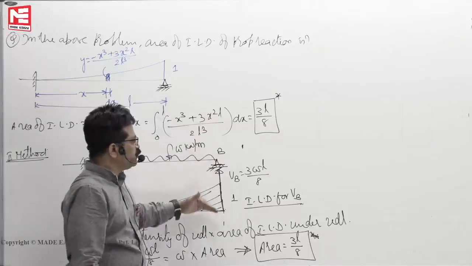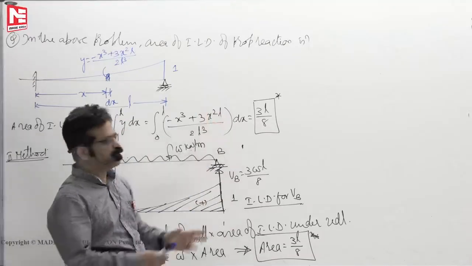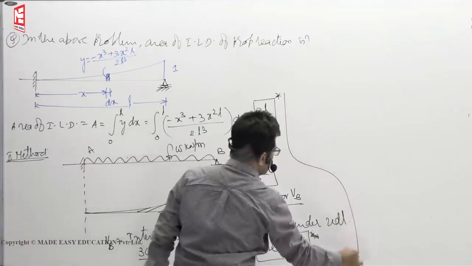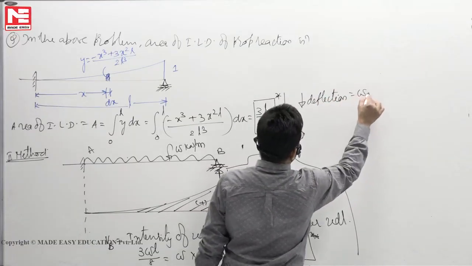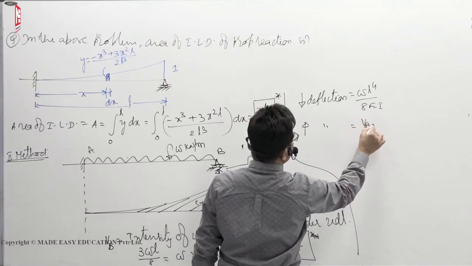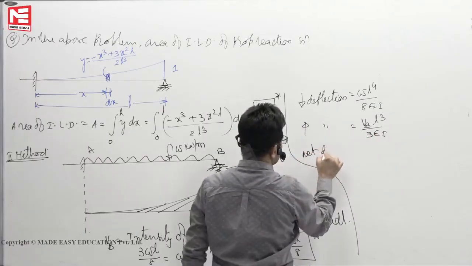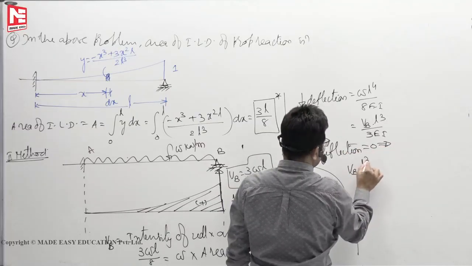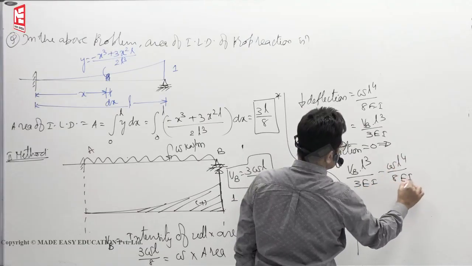How to get that: deflection due to downward UDL is equal to deflection due to upward load. This 3WL by 8 is not a big deal to remember. How to get the downward deflection? It is WL to the power of 4 by 8 EI. What is the upward deflection? VB into L cube by 3 EI. Net deflection is 0. Net deflection 0 means VB into L cube by 3 EI minus WL to the power of 4 by 8 EI.